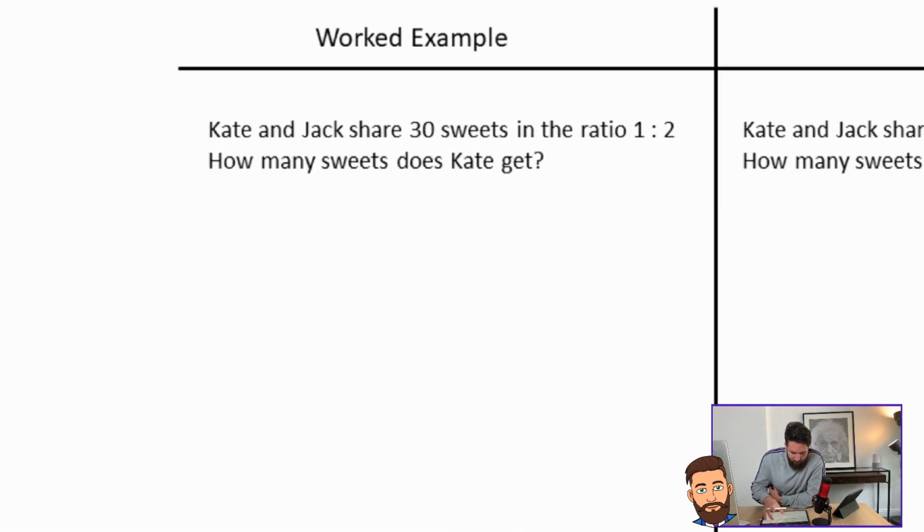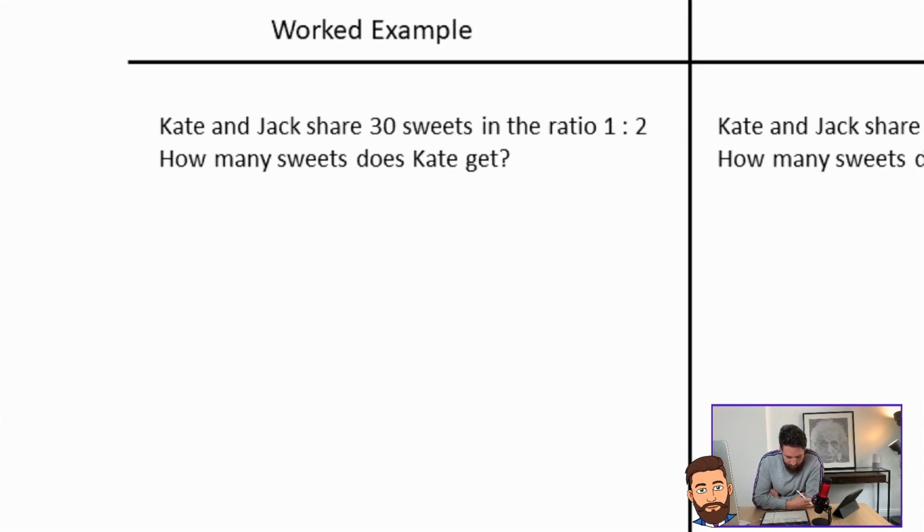So if we look at this worked example, Kate and Jack share 30 sweets in the ratio 1 to 2. How many sweets does Kate get? So again, the key to these questions is always how you lay it out. And this is quite a simple example, and I can see someone in the comments written the answer already. You can actually do these in your head a lot of the time, but what I really want to stress for you today is getting the system of laying out your ratio, so when the questions get a little bit more tricky, you can use that same method of laying it out to answer even the harder questions.